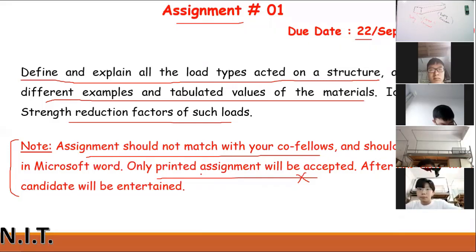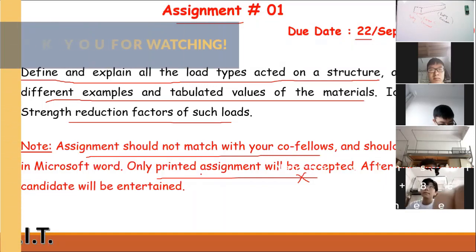The call is going to be disconnected. Please join it again within 5 minutes, okay? And then we will finish up this lecture.